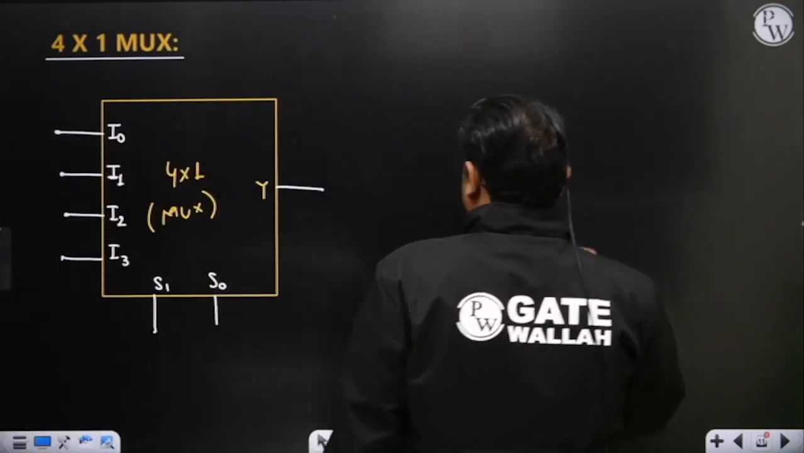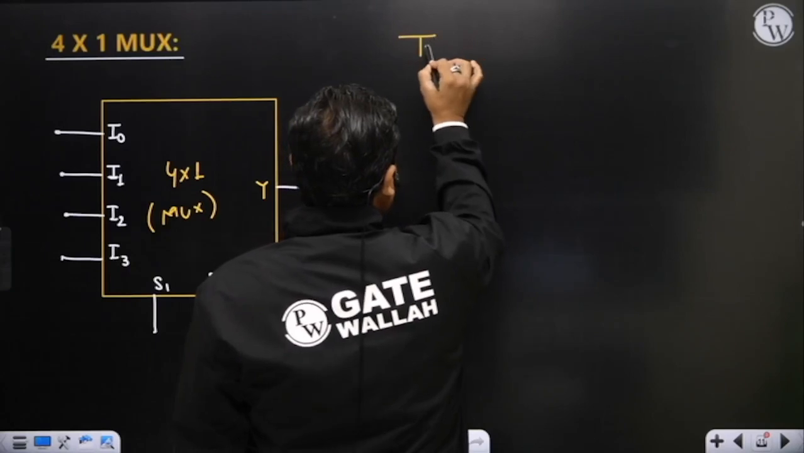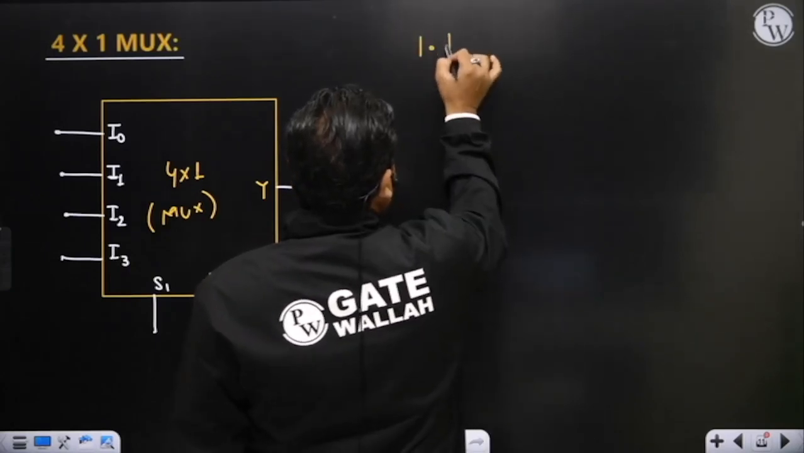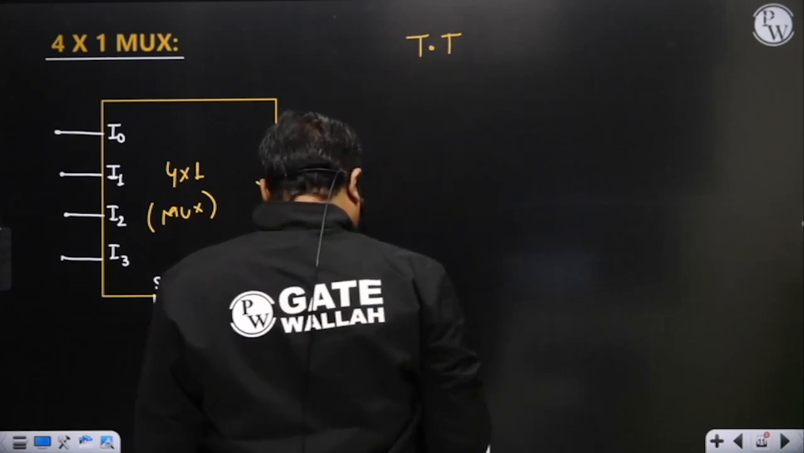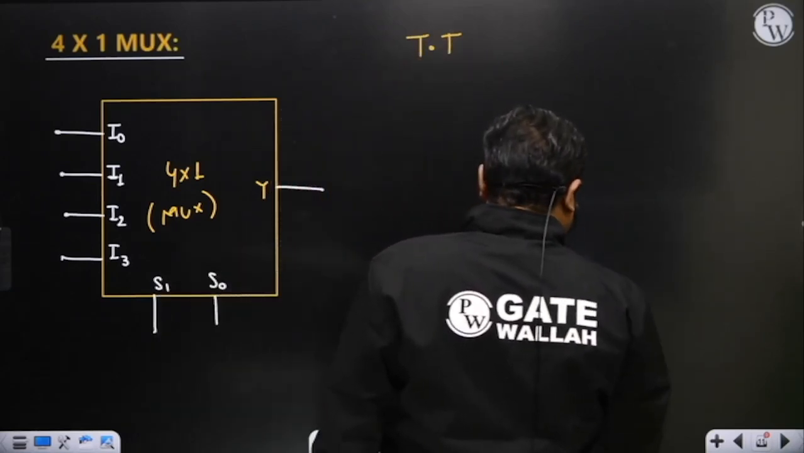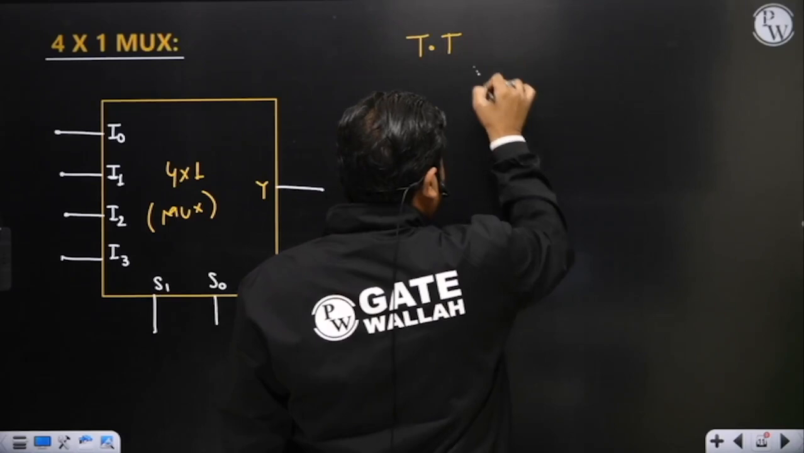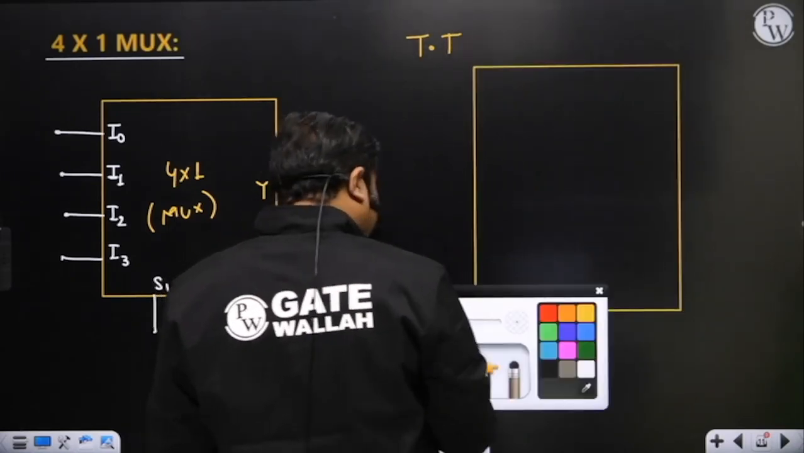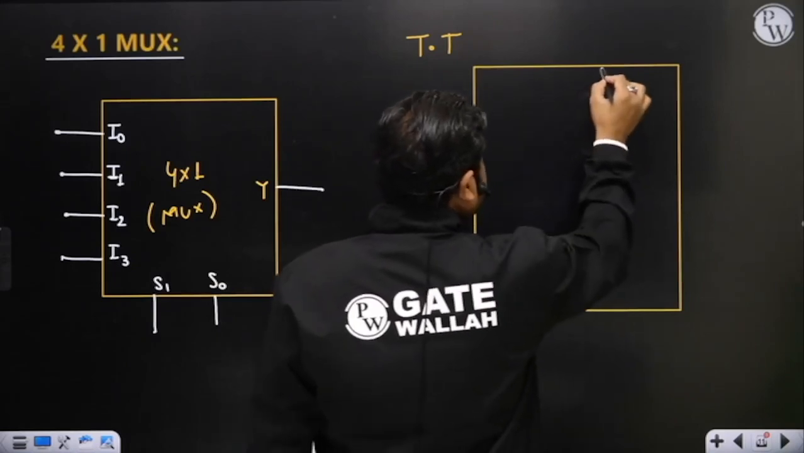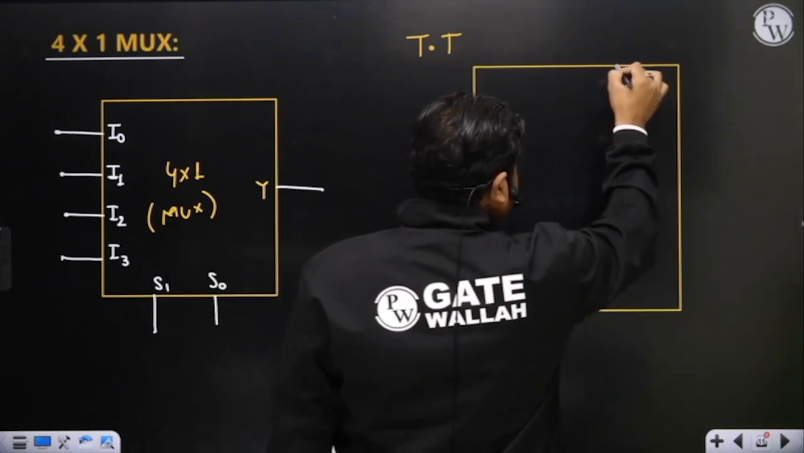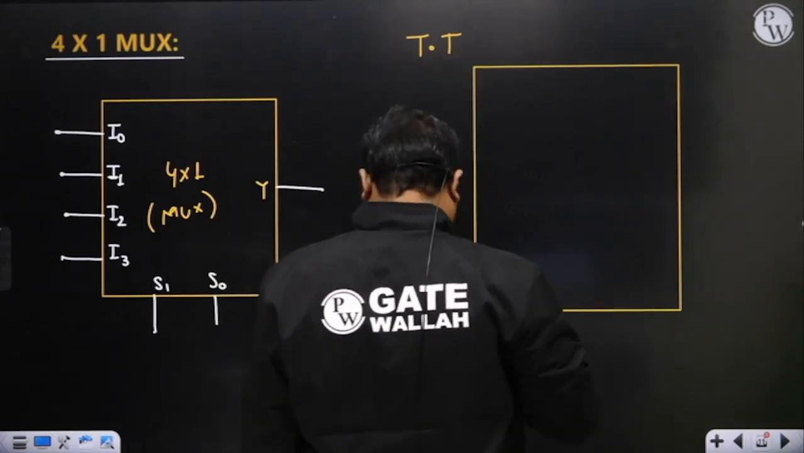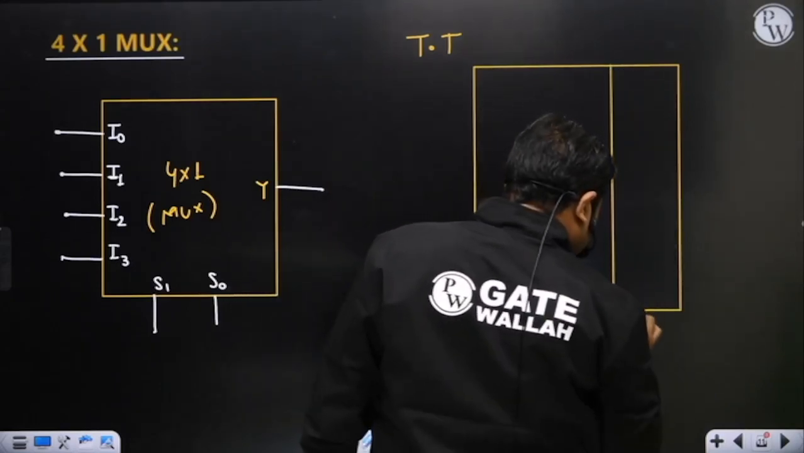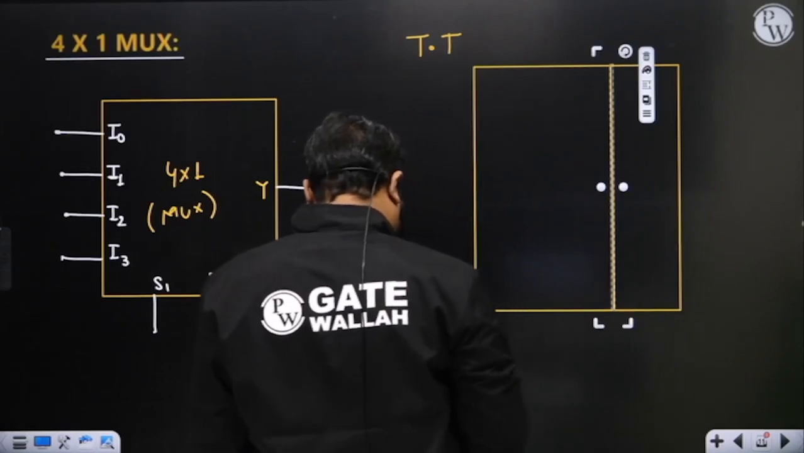Next is to construct the truth table. So I'm going to construct the truth table. In the truth table, the table is between inputs and outputs. But I'm just going to select the select lines as inputs.